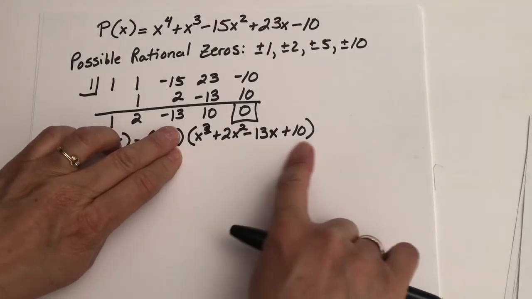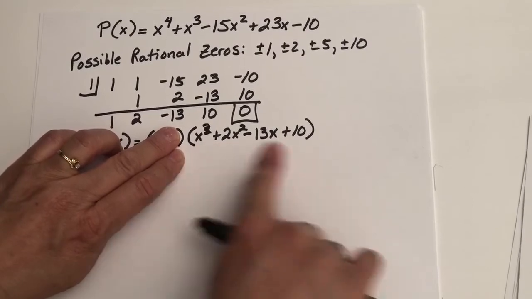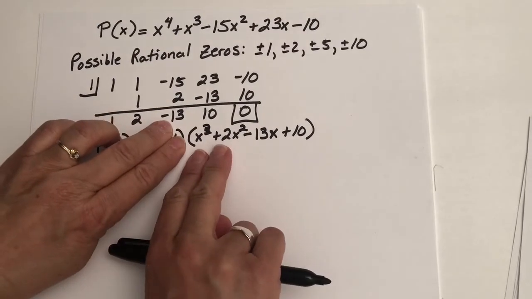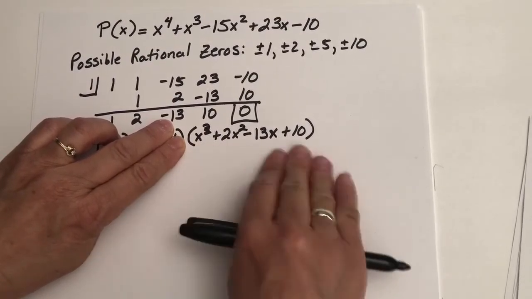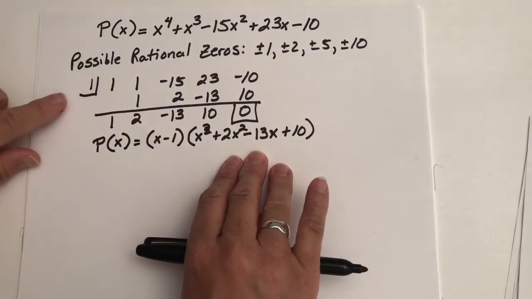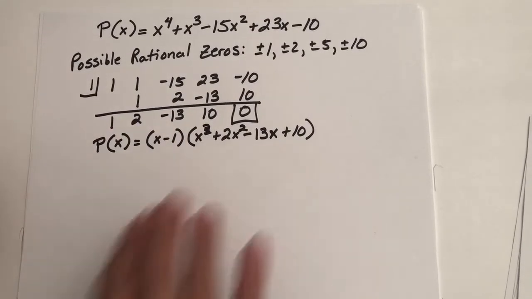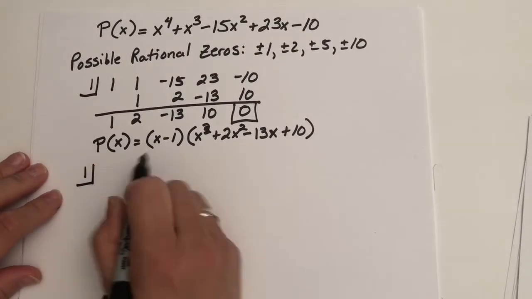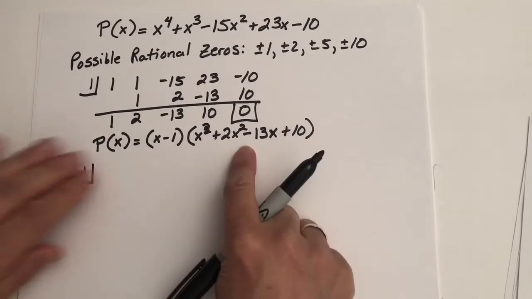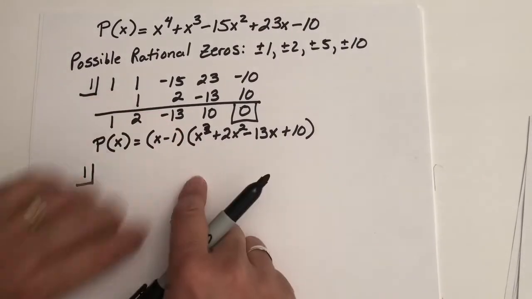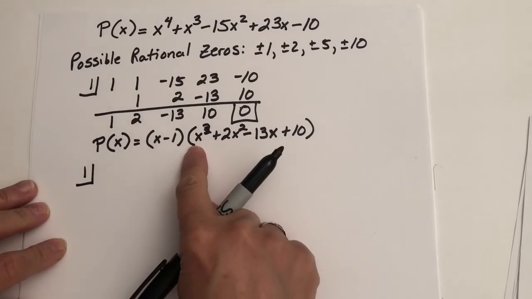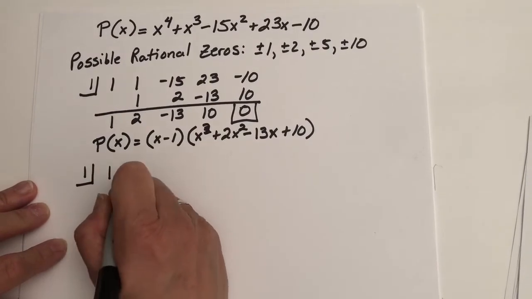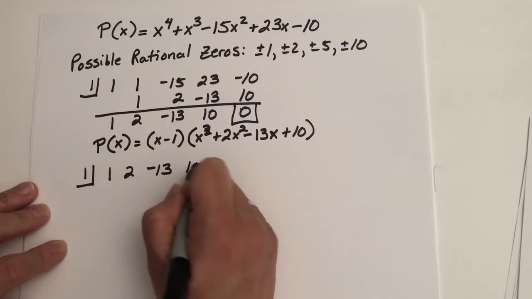And I always look at this to see if I can factor by grouping or some other strategy. I don't see anything there, so we continue the process using our rational zeros theorem, but now we're working on this. And just because one worked already doesn't mean it can't work again. For example, notice if we pop 1 in right here, it would equal 0. 1 in this polynomial would give you a 0. So we're going to do it again with our synthetic division, again with the coefficients from this polynomial. So we have 1, 2, negative 13, and 10.